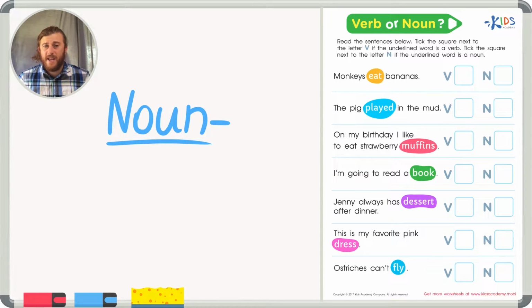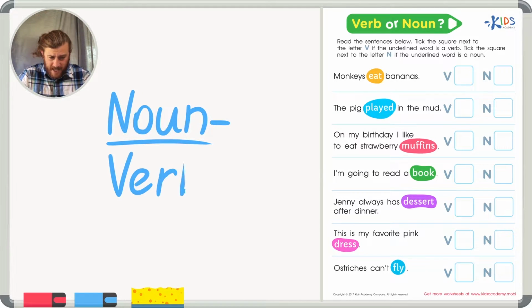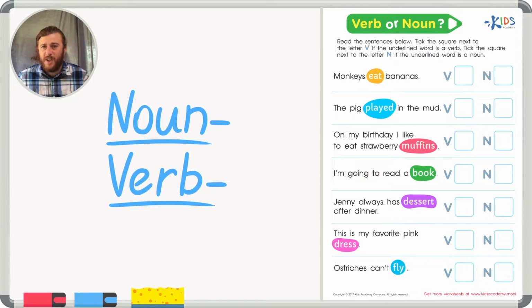A noun is a person, place, or thing. A person, like Mike, a place, like New York, a thing, like this table, or an animal, like a tiger. A verb is an action word. It shows what the noun does. For instance, eating, drinking, snoring. Verbs always describe what the noun does or did.